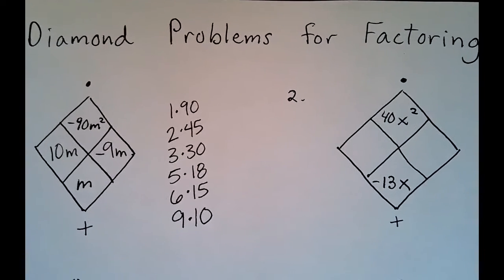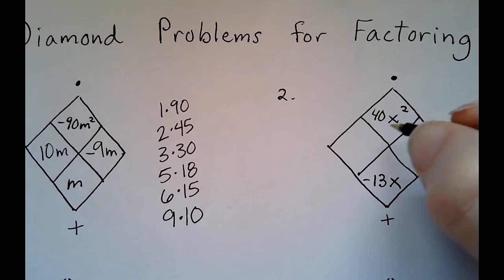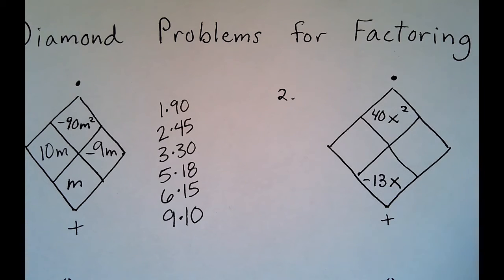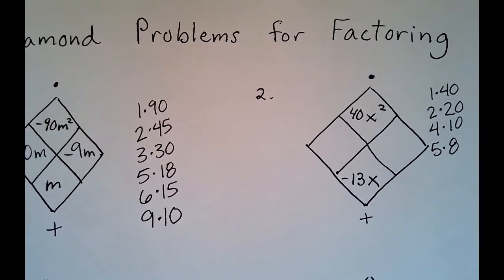Okay, so now let's look at problem number 2 here. On problem number 2, we're looking at things that multiply to 40x squared and add to negative 13x. So we have 1 and 40, 2 and 20, 3 does not go into 40 evenly, 4 and 10, 5 and 8, 6 does not go into 40 evenly, neither does 7, and then 8, we've already got 8 with our 5 and 8.